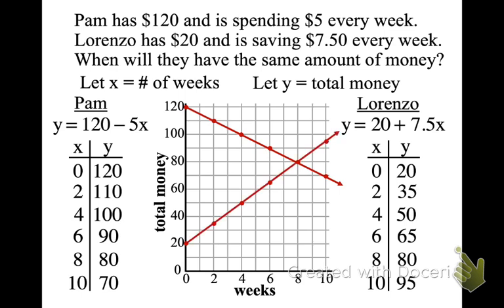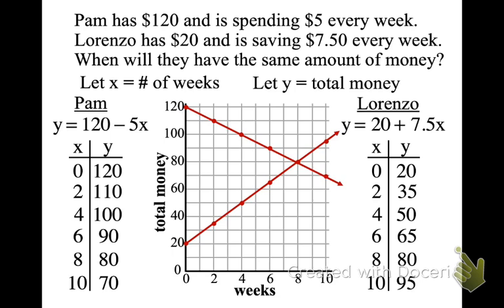Once I plot it, I can look at the graph. Let's now go back to the problem. We always go back to our word problem. When will they have the same amount of money? 80. Yes. In 8 weeks, they will both have the same amount of money, which is $80. Okay?